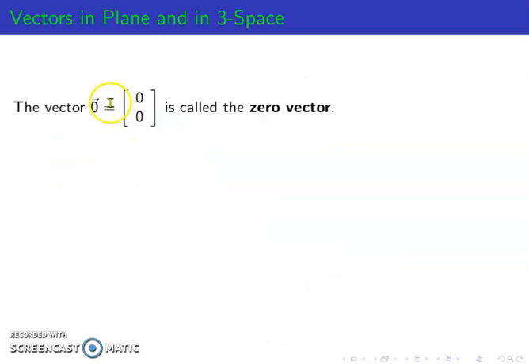So, negative 3 times 2 is negative 6, tapos negative 3 times negative 3 is a positive 9. The vector 0, so with component 0, 0 is called the 0 vector. So, geometrically, that is just a point located at the origin.